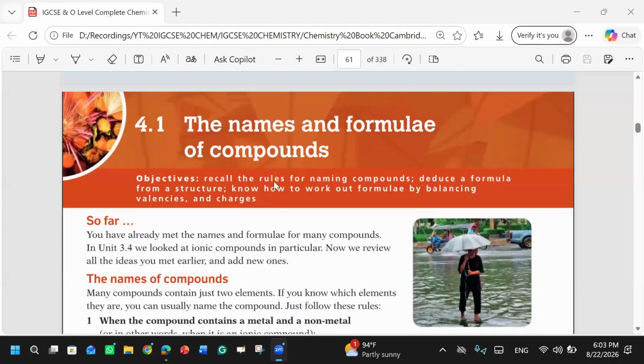We are covering the names and formulas of compounds. Why are naming and formulas important in anything? When we study anything, we have names, right? In biology, if you remember, we did binomial nomenclature. So why is naming important?